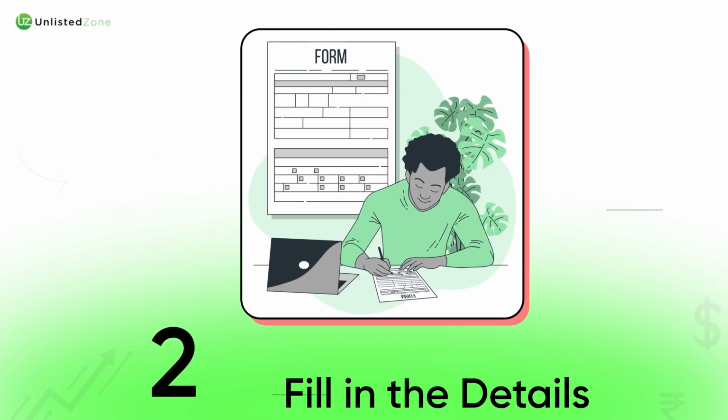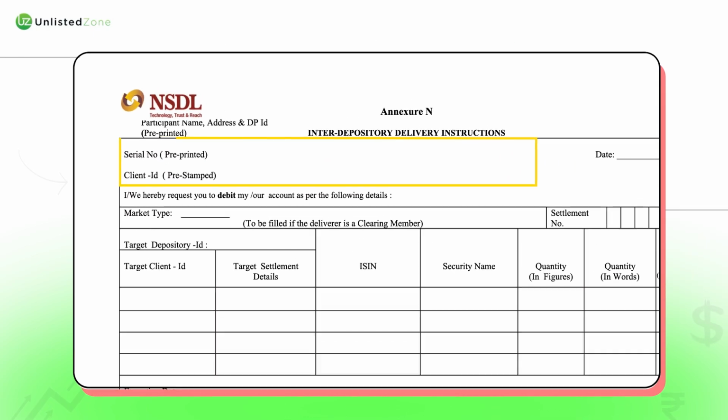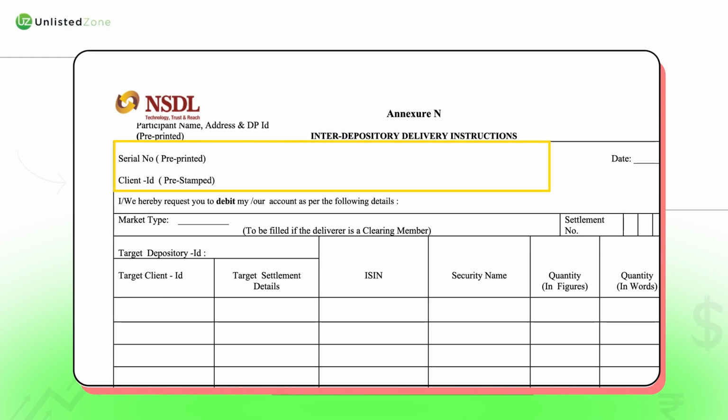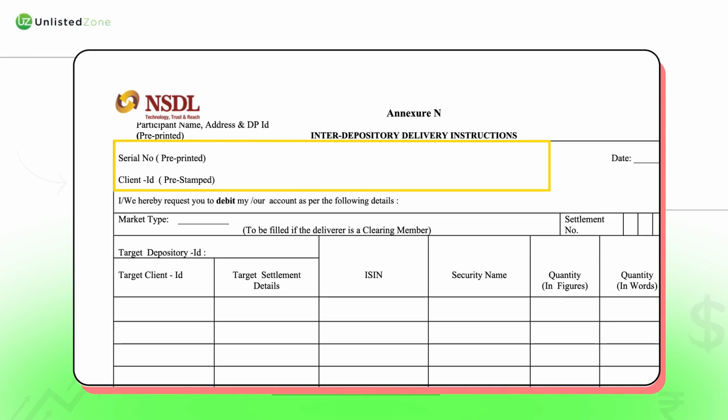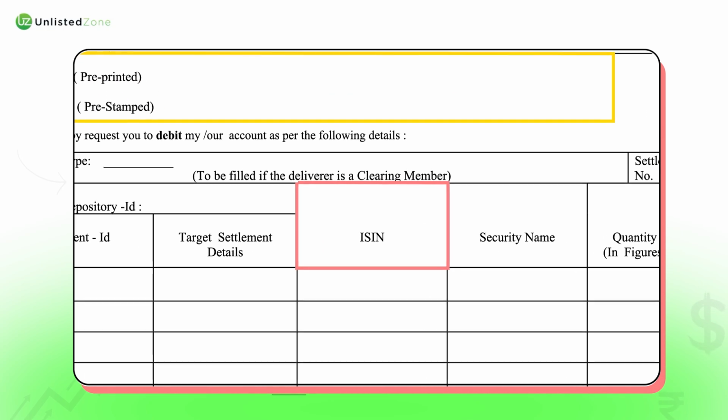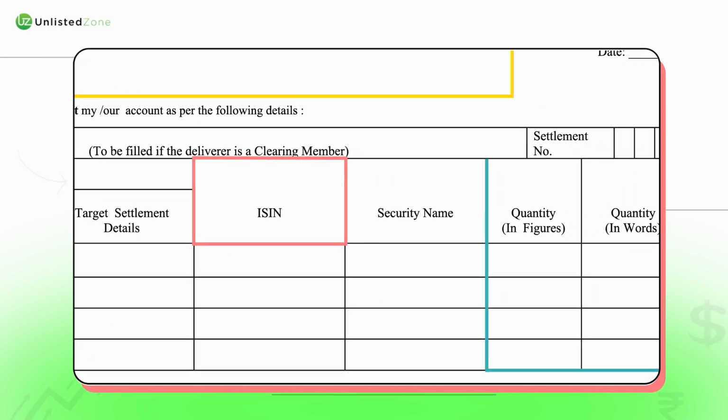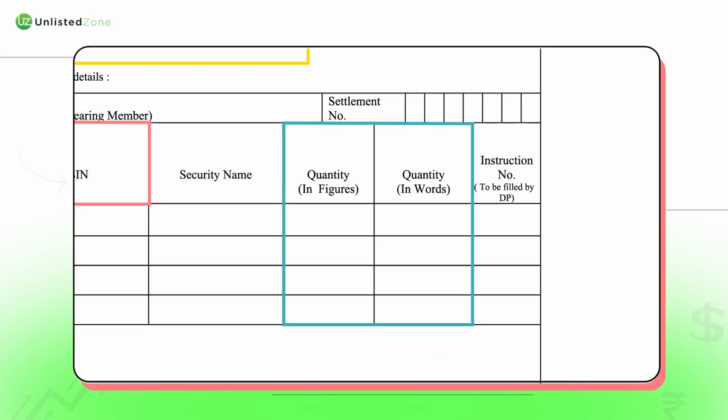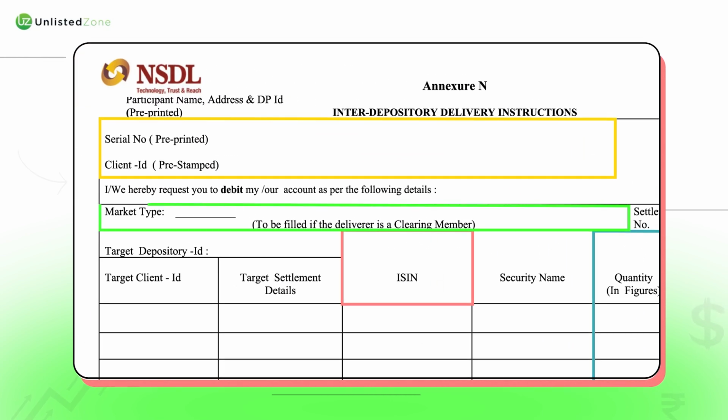Second, fill in the details. Mention the recipient's Demat account details, 16-digit NSDL Demat ID starting with IN. Specify the ISIN of the unlisted shares. Enter the number of shares to be transferred. Mention the settlement type as off-market.